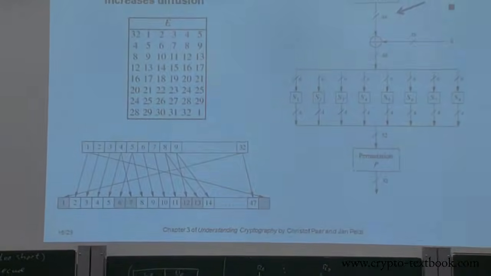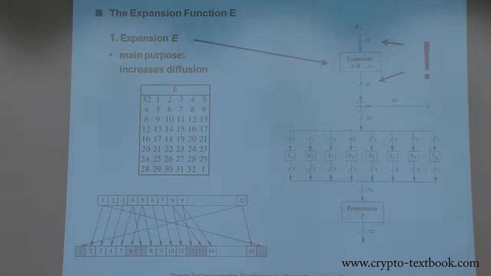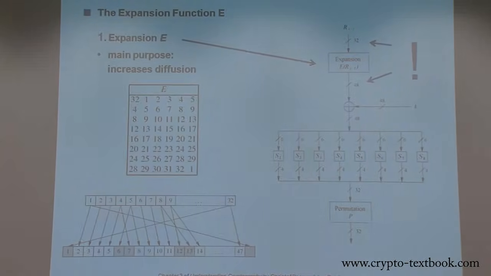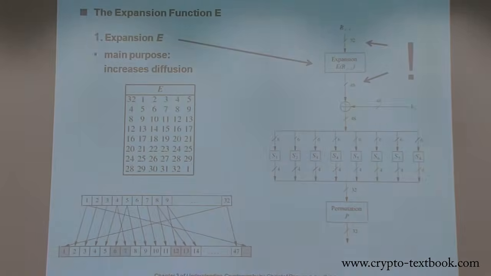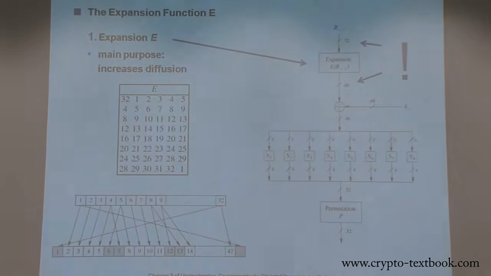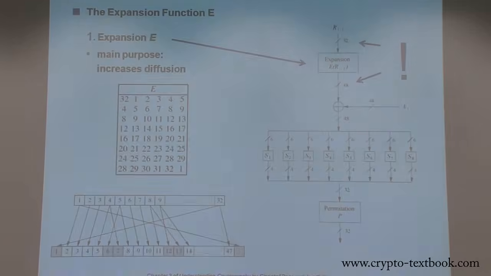So what's happening here? You go in with 32 bits, you go out with 48 bits. So we go from 32 to 48. Why do we do that? What E does is really 2 things. Once, it's a plain permutation, but only to a smaller extent. The main thing is it expands from 32 to 48, and while doing that, we get diffusion. And why is that?